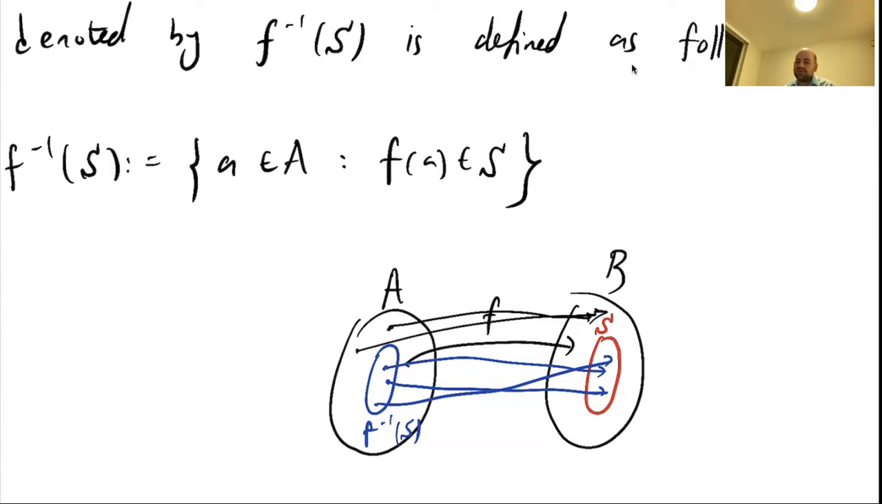It happens to be the same notation as the one you use for the inverse of a function, and that's why it's a little bit confusing. In my experience, many students get confused because this notation and the notation for the inverse of a function are the same, but this is f inverse of a set. For that one, we use f inverse of a number.